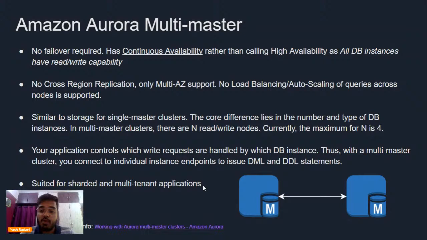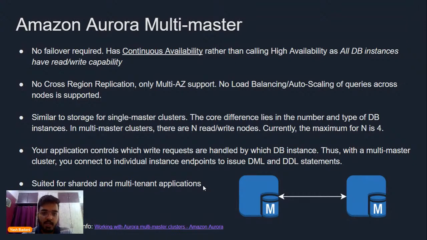Your application controls which write requests go to which master instance, so that's good, as against a clustered environment in the previous Aurora where you had one master, multiple readers, and whenever you need to write the data, you always need to point to the master instance, your primary instance. Here in this case, you can just point it to a different master instance, right? So this will help you to offload some of your tasks into a single master instance and some of the other tasks into a different master instance.